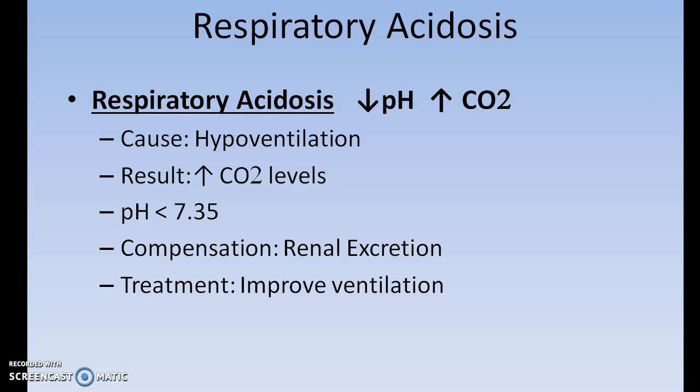So our pH is going to be 7.35 or less, and our CO2 is going to be elevated. We're going to compensate for this by excreting some bicarb. This is renal excretion. Now, looking at this, it's going to take the kidneys a couple of days to recognize that we're in an acidotic state and we need to get rid of the carbon dioxide and/or the bicarb.